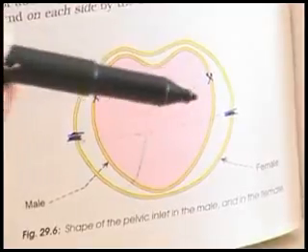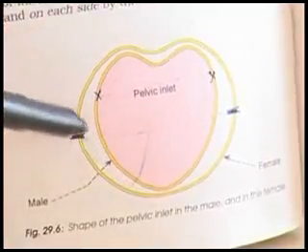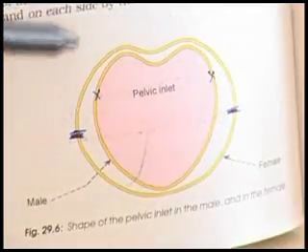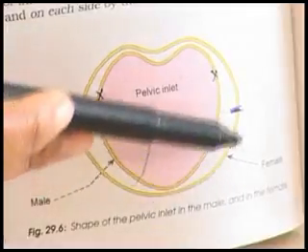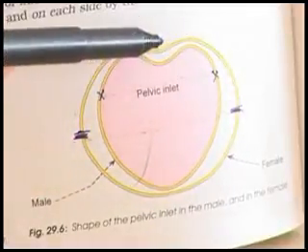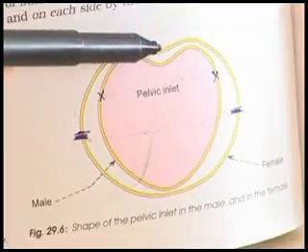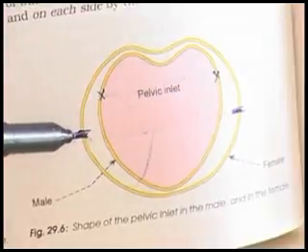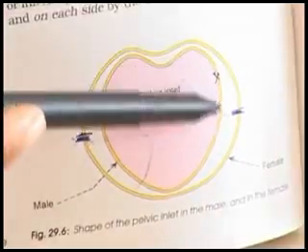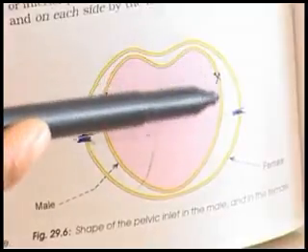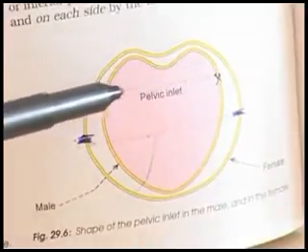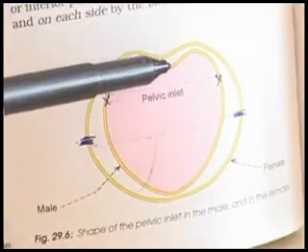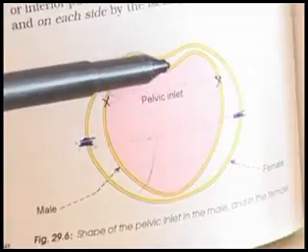The figure shows the shape of the pelvic inlet. In the case of females, the pelvic inlet is wider, the indentation by the sacrum is less, and the widest diameter is placed anteriorly. In the case of males, the shape of the pelvic inlet is heart-shaped. It is wider posteriorly and narrow anteriorly, and the indentation by the sacrum is more in the case of males.